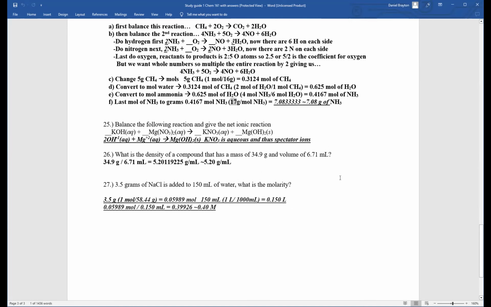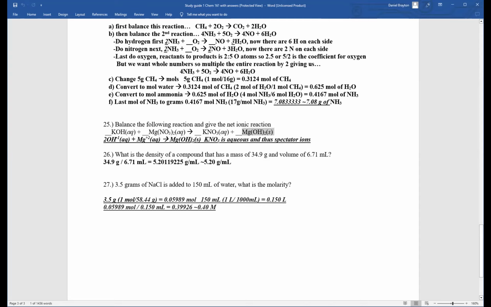Number 25. Looks like it's another balancing one. This one's a bit easier. Well, I mean, it's fill in the blank, but it's like the one above. The thing on the product side that has aqueous next to it doesn't go into the ionic, right? Those are all spectators. They're just bouncing around in solution. So it's really only the magnesium hydroxide.